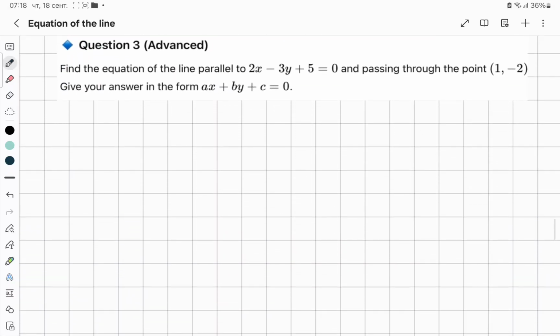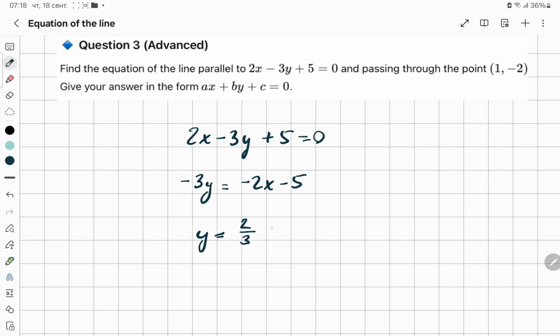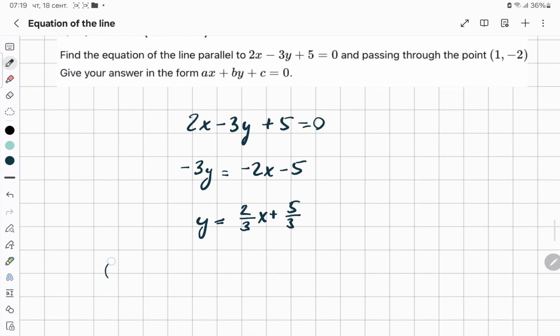So find the equation of the line which is parallel to the given line and passing through the point (1, -2). The given line is 2x minus 3y plus 5 equals 0. Now let's express y here. -3y is equal to -2x minus 5, and let's divide everything by -3. So it is y equals 2 over 3 x plus 5 over 3. And again, the point is (1, -2).